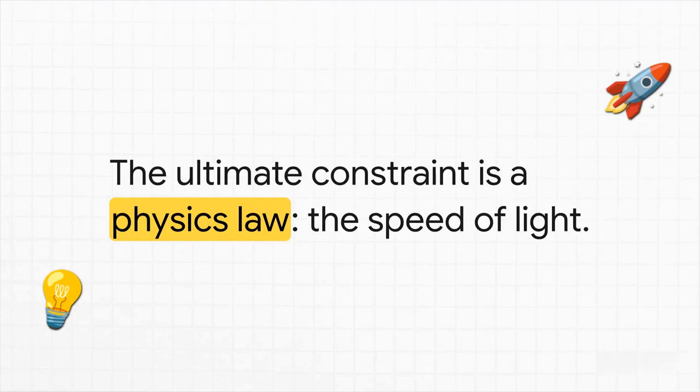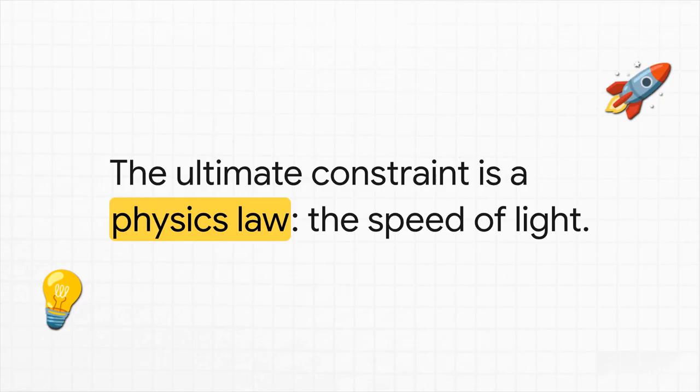Let's just strip away all the software jargon for a second and get back to pure physics. The absolute ultimate constraint of cloud computing is the speed of light. Data, whether it's an email or a massive database query, is physical. It's pulses of light in fiber optic cables or electrical signals on a wire. And it actually takes physical time for that data to travel from a massive data center in, say, Virginia, all the way to a user's smartphone in Tokyo.